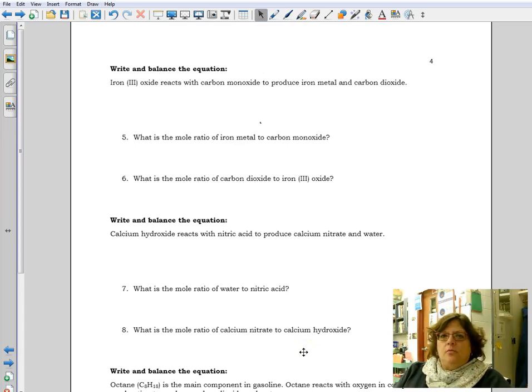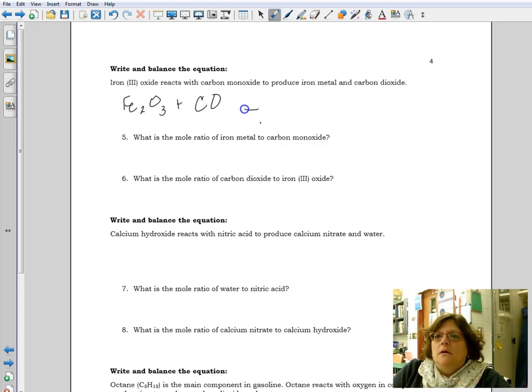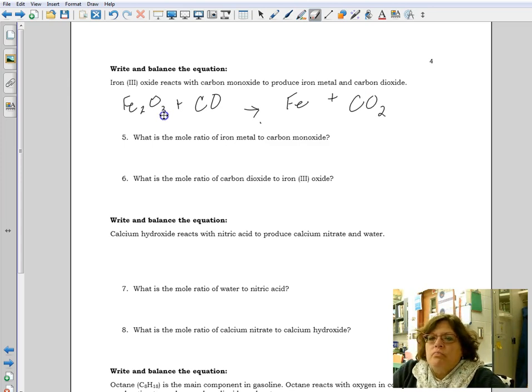All right, so now we're going to write and balance the equation. Iron 3 oxide would be written Fe2O3 plus carbon monoxide reacts to produce iron metal plus carbon dioxide. Okay, we've got 3 oxygens here. 3 plus 1 is 4.